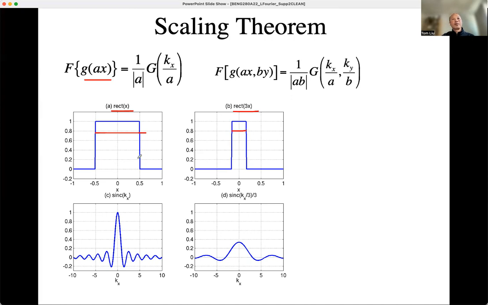So according to this theorem, we know that rect goes to sinc, okay? So this says rect of 3x will go to 1/3 sinc of kx over 3. And so we reduce the height of this, but we also stretch it out by a factor of three, okay? So this is actually a stretched out version of this sinc function. This is related to what's called the uncertainty principle, which is basically anytime you squeeze something in one dimension, you expand it in another dimension. And so we saw this with sampling, essentially. If you sample more finely in one dimension, you spread out the impulse train in the other dimension, and that reduces the aliasing, okay?